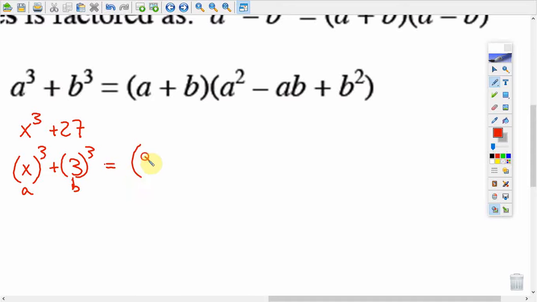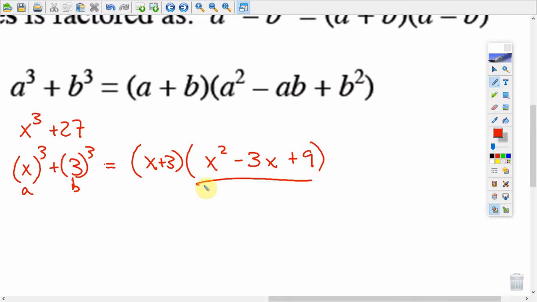So this becomes x plus 3 times a squared, which would be x squared, minus a times b, which would be x times 3 or 3x, plus b squared, which would be 9. And then I would need to use the quadratic formula to factor this one a little bit more. But that gets you through the first stage of factoring without having to do long division or go through your Q over P checks to figure out what the factors are.